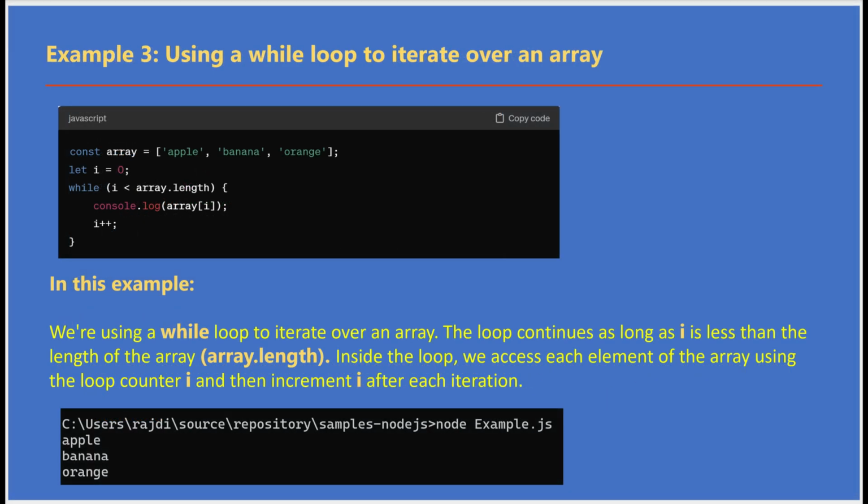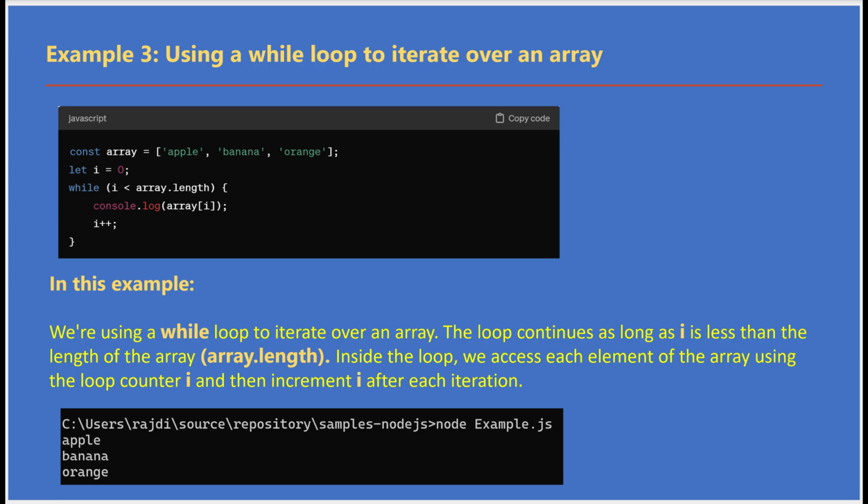Example 3. A while loop iterating over an array. In this instance, we're using a while loop to iterate over an array of fruits. The loop continues as long as our counter i is less than the length of the array. Inside the loop, we access each element of the array using i and then increment i after each iteration.